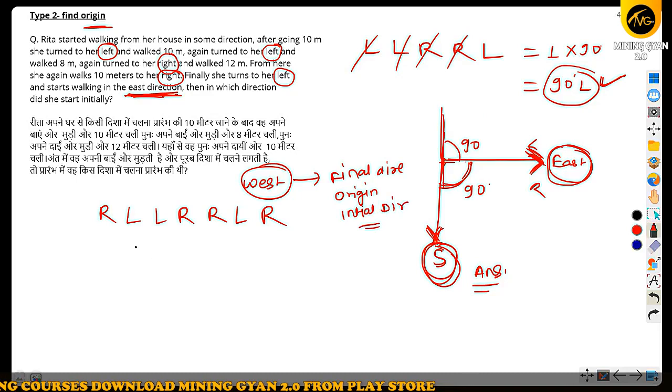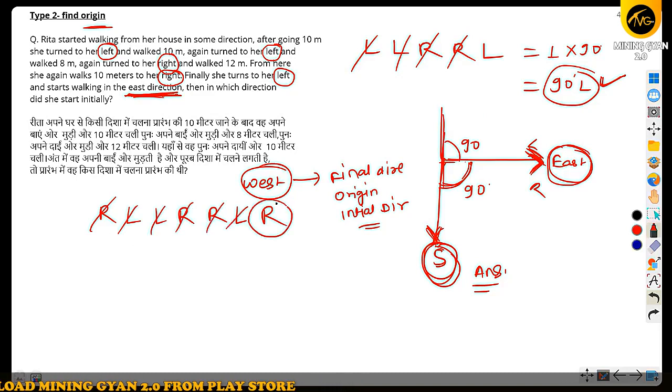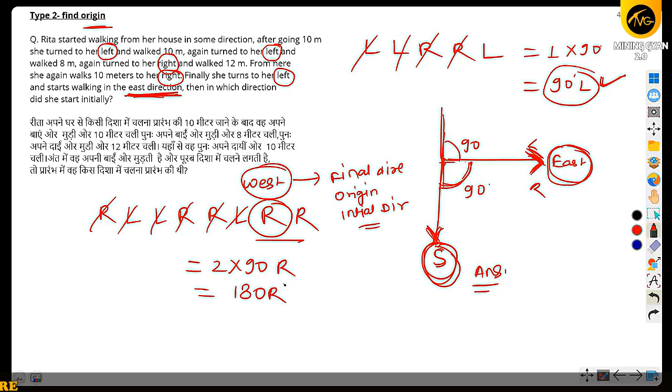So how can we calculate the initial direction? Right, left, left, right, right, left. Now the one time we have right, and suppose we have one more right, then you can just do 2 into 90-degree. Okay, and this will be right degree, so 180-degree right. Okay, then her final direction is the west direction. Okay, this is the final direction.